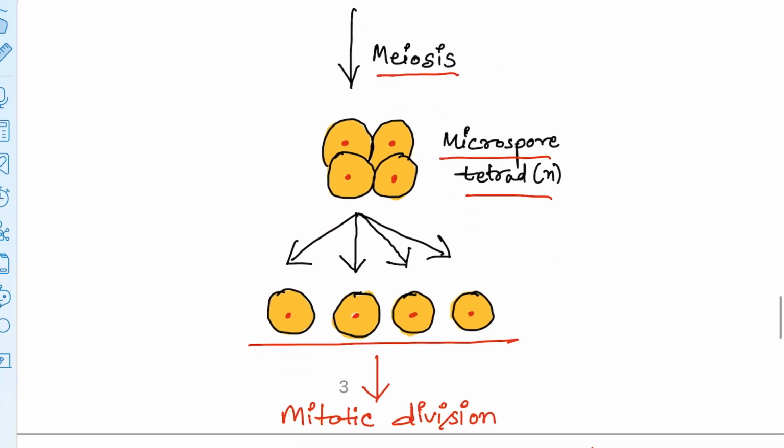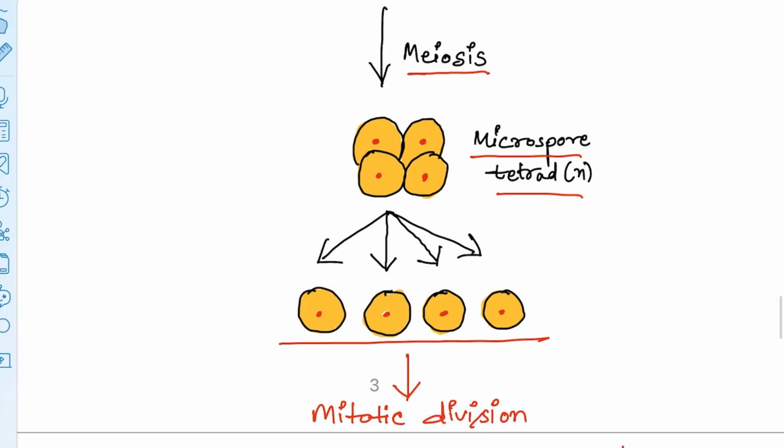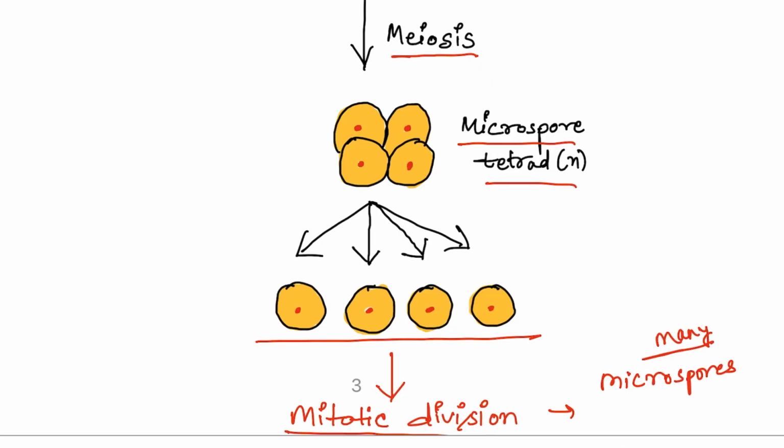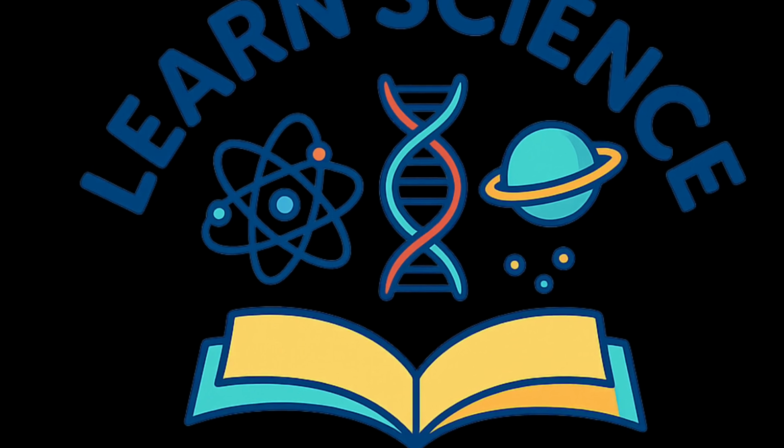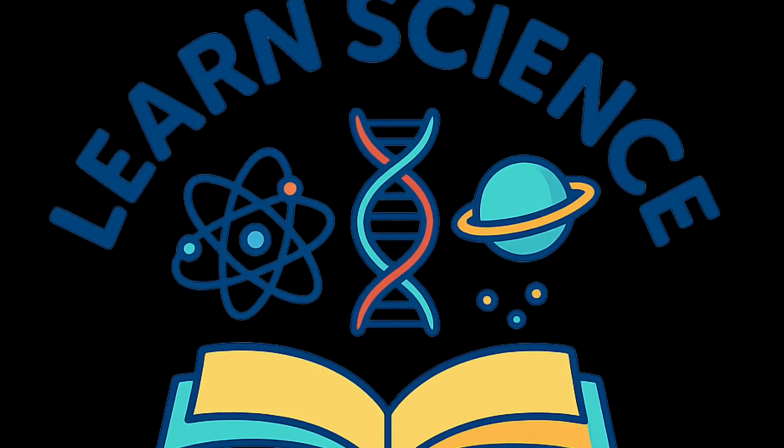Here 4 microspores are formed and they further go through mitotic division and form many pollen grains, or we can say many microspores. So this process where a diploid mother cell or pollen mother cell undergoes meiosis to produce 4 haploid microspores, which then develop into pollen grains within the pollen sac of the anther, is known as microsporogenesis. I hope this is clear to you all. So that's all for today.